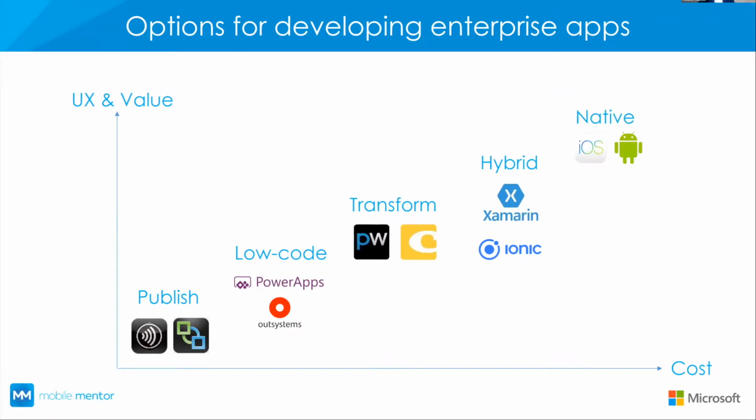And then finally, if we really need to create the ultimate user experience, we build native apps. So we get as close as possible to the hardware abstraction layer, and we can use all the native capabilities provided to us by the hardware manufacturers.